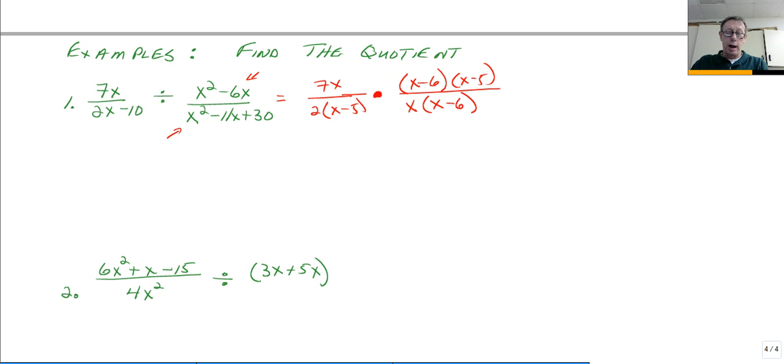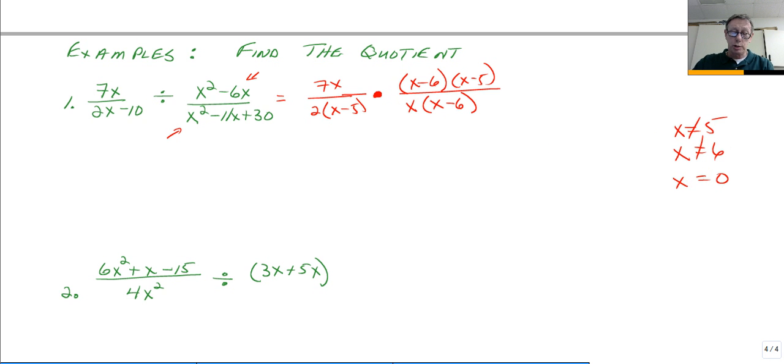Okay, so now I have set up my multiplication problem. I'm going to go ahead and specify where the denominator will go to 0. And so I can see that x equal to 5, can't have that. I can't have x equal to 6. And I cannot have an x equal to 0.